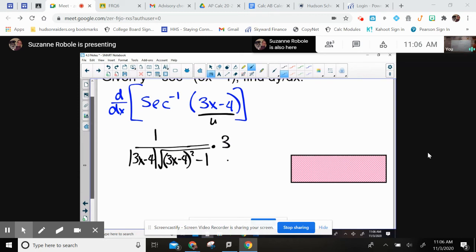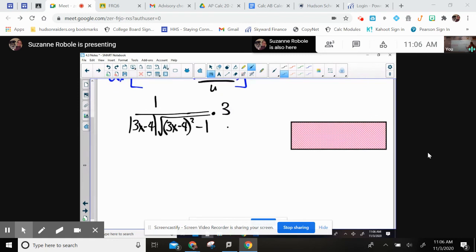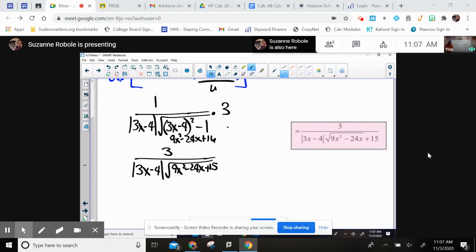Finally, we are going to simplify. So in the top, I have 3. This is not going to change. Down here, let's see, we got u squared, 24x plus 16, minus 1. Get all this. There we go.